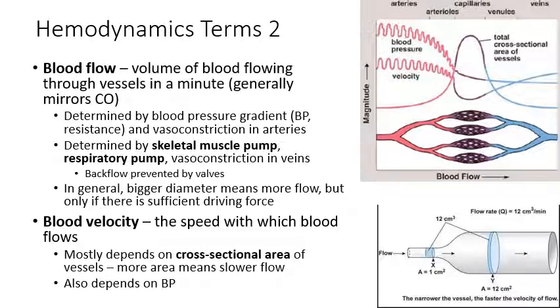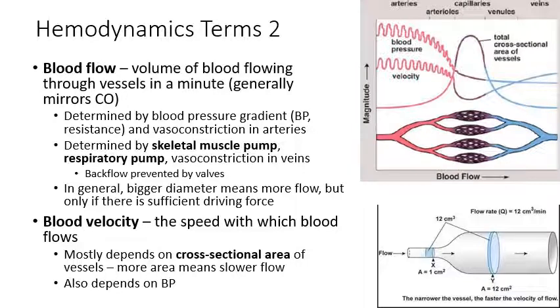For the veins, the situation is very different for blood flow. You don't have a big blood pressure gradient. You're starting out with just above zero blood pressure, and you're ending at basically zero blood pressure. So there's a very small blood pressure gradient between the venules and the big veins going back into the heart. That's not enough to drive blood flow.